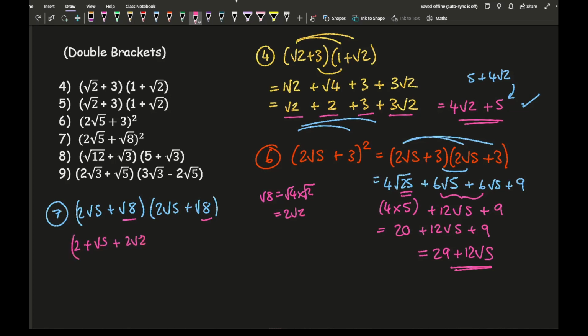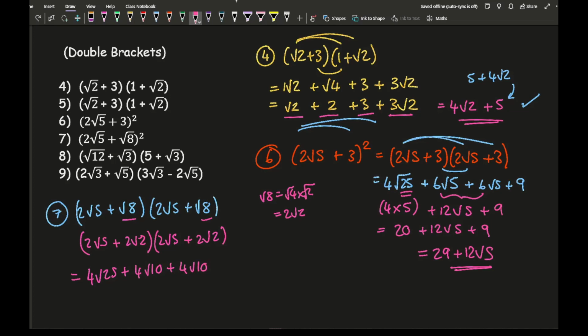Now because root 8 is not a big number, you don't have to simplify at this stage, but again when I expand the answers and simplify, I'll end up having to simplify anyway. So let's just write this. I don't know where that plus has come from, so let's just get rid of that. And there we go.